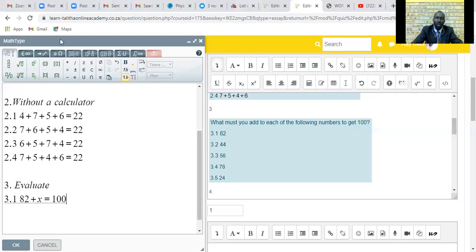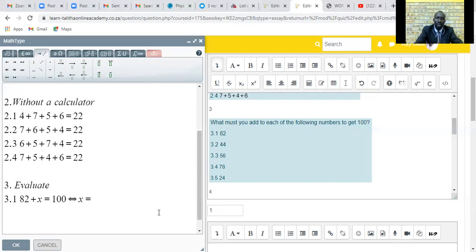Now, notice that if we take this approach, then we will soon see that this can be simplified into x equals 100 minus 82. And that should give us the value of 18. So we must add 18 to 82 so that we get 100. Then for question 3.2, there is also something we should add to 44.